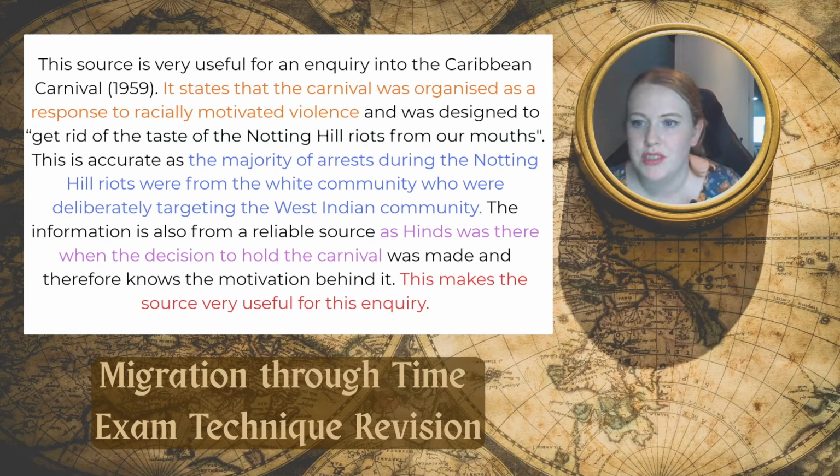So we've talked about the provenance. Quick minor point here: if you are talking about anyone historically, with the exception of maybe a few monarchs, you generally want to refer to them by their surname if you want to use just one name. Just a little point while you're writing. And then we have our summarise at the end in red. This makes the source very useful for this inquiry. Just a really short sentence there to say, this is what I think of this source generally.